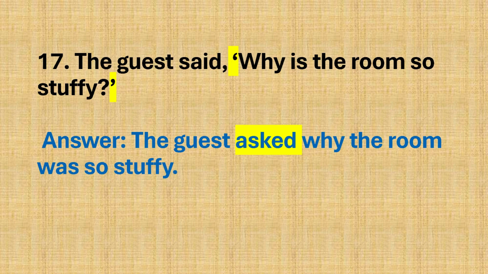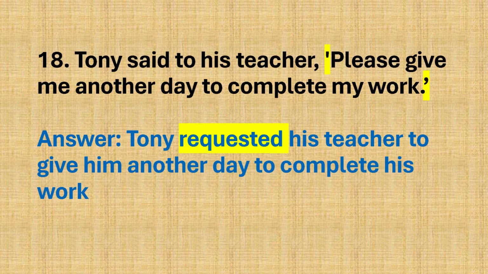The guest said, why is the room so stuffy? Answer: the guest asked why the room was so stuffy. In the above sentence, asked is used since it is a question. The present tense is changes to the past was in reported speech. No pronoun changes; the subject, the room, remains the same. Question structure: the W's question, why is the room so stuffy, is turned into a statement, why the room was so stuffy, in reported speech. And an indirect question does not retain the question mark.